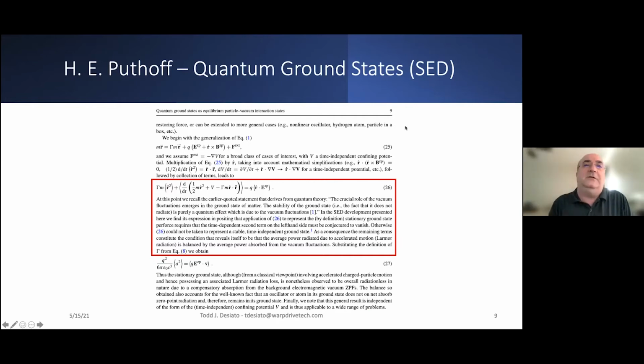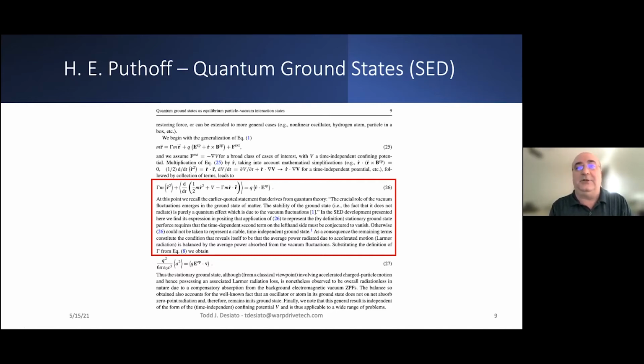So he goes on to create a generalized approach. And in the generalized approach, he starts with this balanced force equation. And with external force, the Lorentz force, the radiation reaction is equal to the main force, the mass times acceleration. And then he gives this relationship here, which is essentially multiplying this first equation by the velocity. And when he does that, he says, at this point, we recall the earlier quoted statement that derives from quantum theory. The crucial role of the vacuum fluctuations emerges in the ground state of matter. The stability of matter, the stability of the ground state, the fact that it does not radiate, is a purely quantum effect, which is due to the vacuum fluctuations.